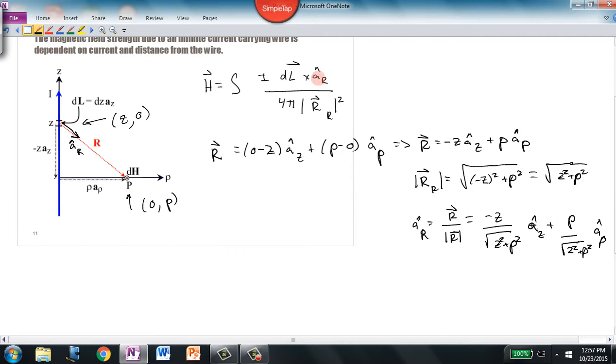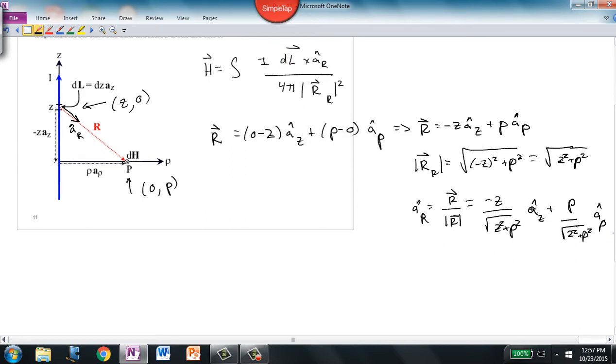So I've got this part of the numerator, I've got the unit vector here, and I've got this part of the denominator, the magnitude of the vector from the current element to the point in space at which we're measuring magnetic field strength. What that leaves me is I need this dl vector. And dl is, in this case, a small vector.